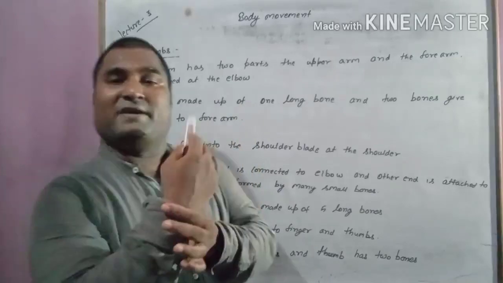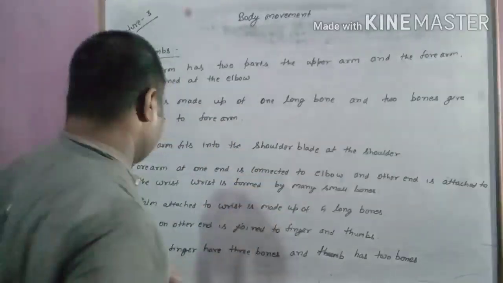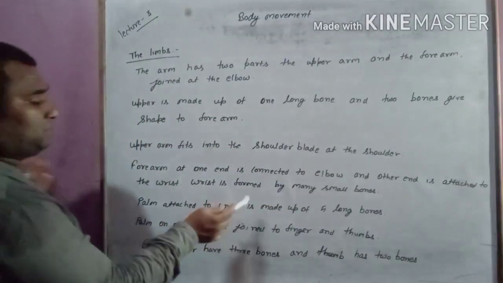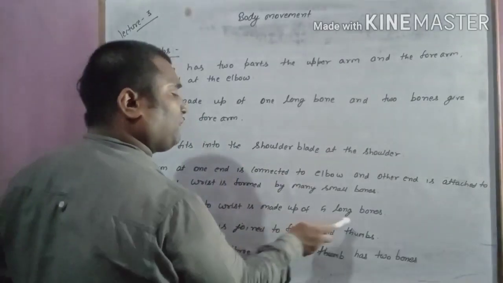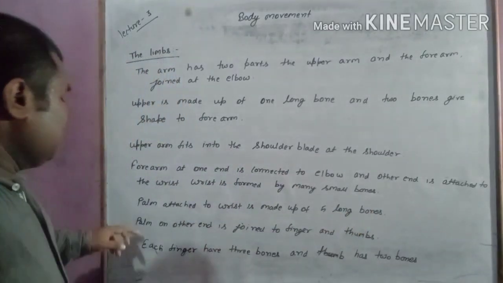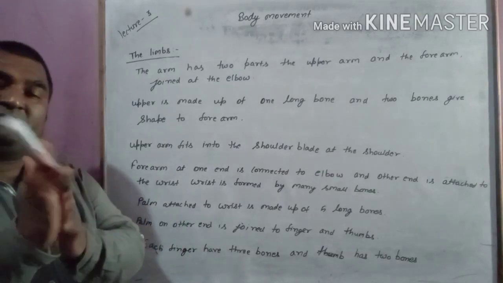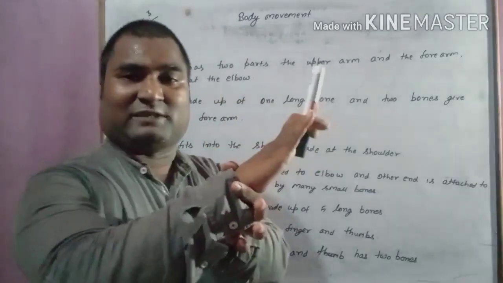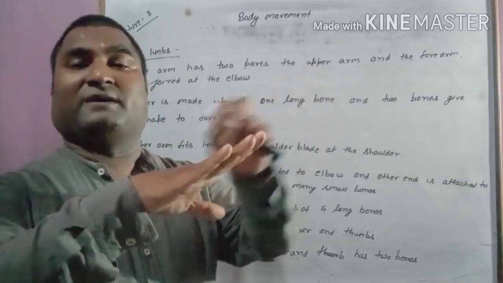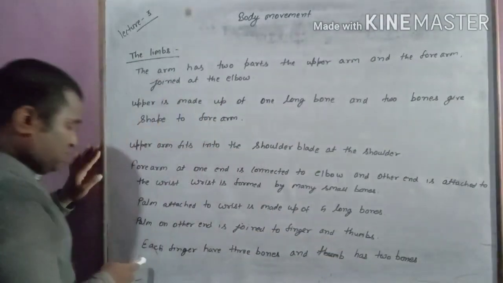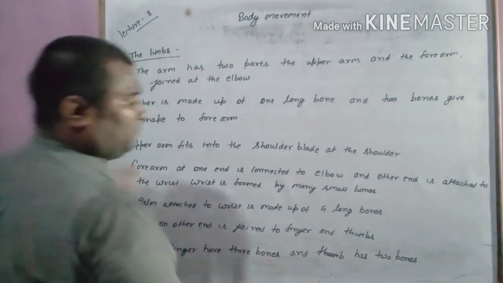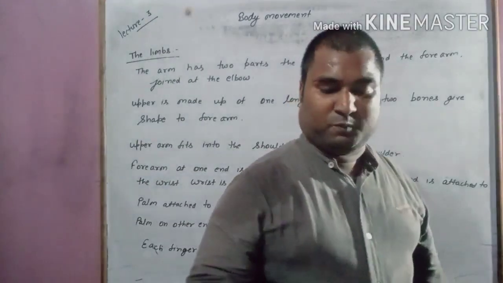The wrist is formed by many small bones. The palm attached to the wrist is made up of 5 long bones. One end of the palm is attached to the wrist, and the other end is attached to the fingers and thumb. Each finger has 3 bones and the thumb has 2 bones.